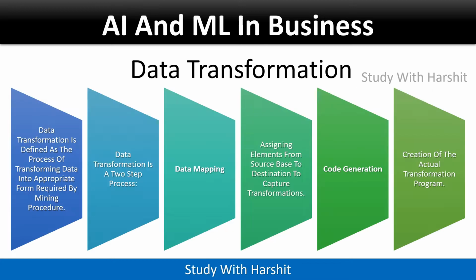Data transformation. Data transformation is defined as the process of transforming data into the appropriate form required by the mining procedure. Data transformation is a two-step process: data mapping and code generation. Data mapping, assigning elements from source base to destination to capture transformation. Code generation, creation of the actual transformation program.